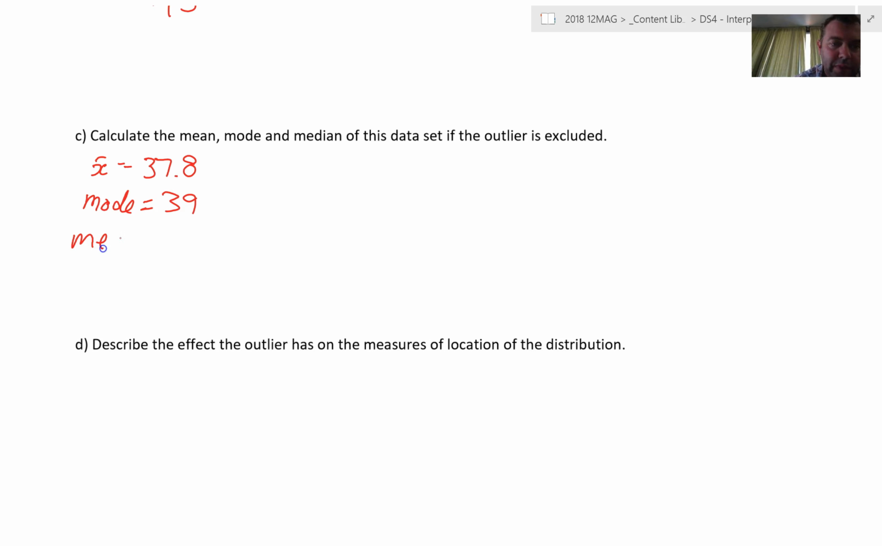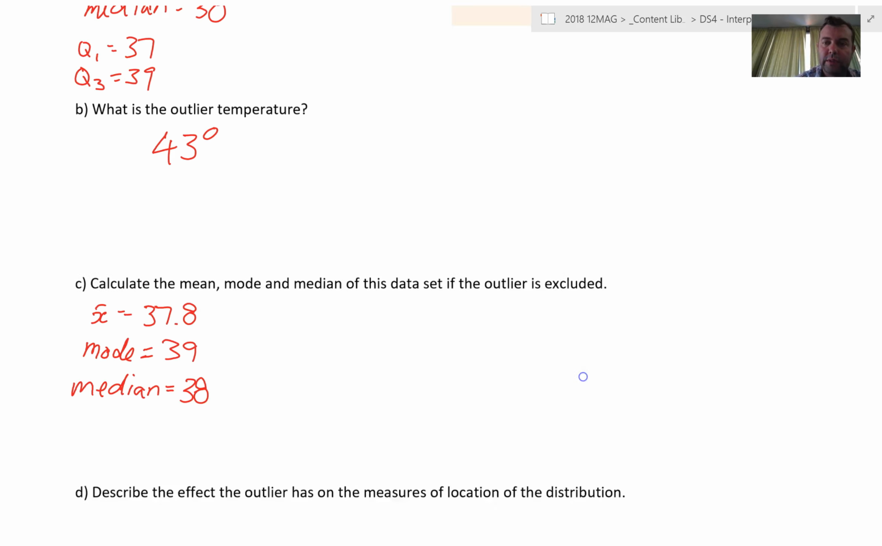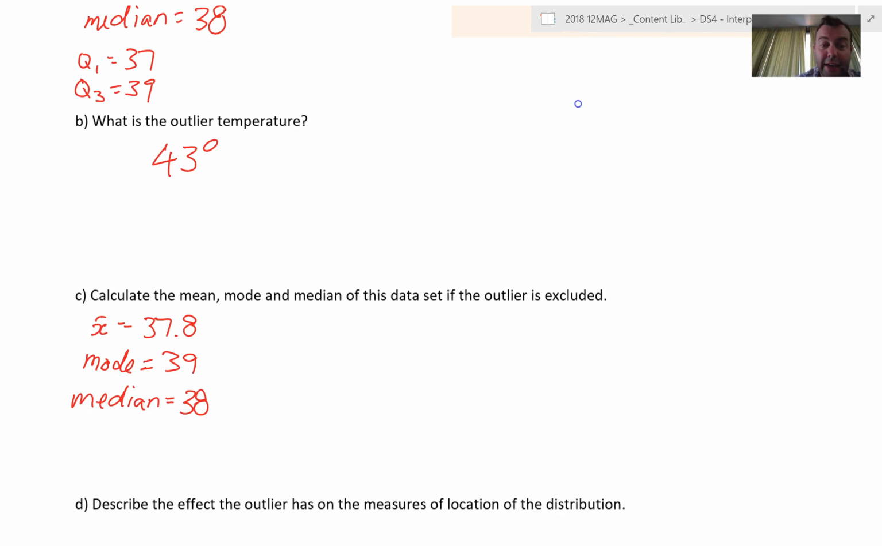And the median, well, the median can change. Sometimes it will, sometimes it won't. It doesn't change very much. It is 38. Sometimes it will change by a position or two. So the median stays the same. The median has stayed at 38.